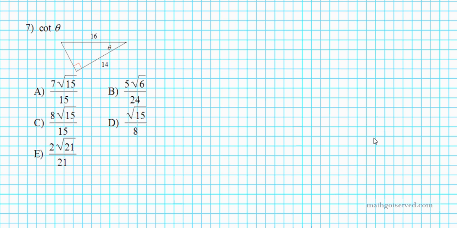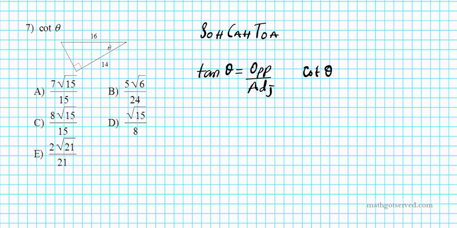All right, let's take a look at problem 7. For problem 7, we have to find cotangent theta. So we know what SohCahToa is. In SohCahToa, S is for sine, C is for cosine, and T is for tangent. But we know that cotangent is related to tan. Cotangent is a reciprocal of tan. So if tan is from TOA, opposite over adjacent, that follows that cotangent of theta is the reciprocal, which is adjacent over opposite.